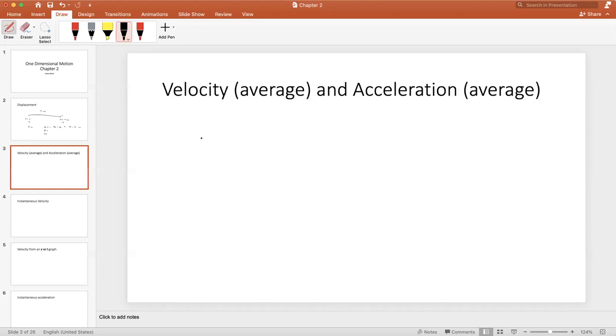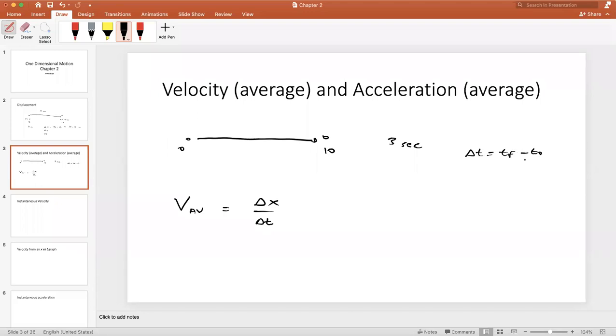Now, what happens if we want to measure how long it took to go from 0 to 10? Let's say we have a stopwatch and we measure that it took 3 seconds, okay? When we do that, we get something called the average velocity. The average velocity is the change of position over the change of time. I should tell you that we would say t final minus t initial, but we almost always assume that t initial is 0. So when we say delta t, we really just mean t, the elapsed time.